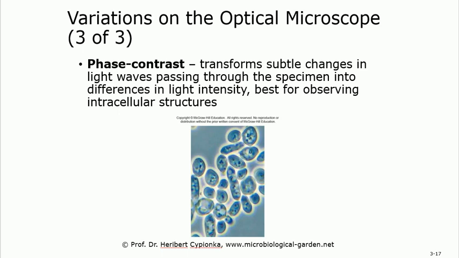Phase contrast. This is another one that transforms the subtle changes in the light waves going through the specimen into different light density. And the most important thing to know about phase contrast is intracellular structures. Like if you're looking at the Golgi apparatus or the mitochondria, you use the phase contrast.